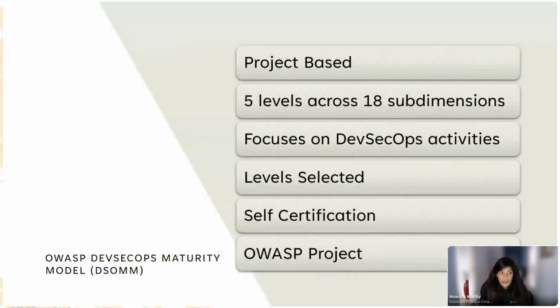So what is DSOMM? DSOMM, or DevSecOps Maturity Model, is an OWASP project focused on securing DevOps. The idea came into existence in 2017, and since then has evolved into a framework which is still being updated and slowly being adopted. This evaluates each project's DevOps model and determines if it's secure enough. It evaluates the DevOps model for the team across 18 sub-dimensions: build, deployment, patch management, design, education.